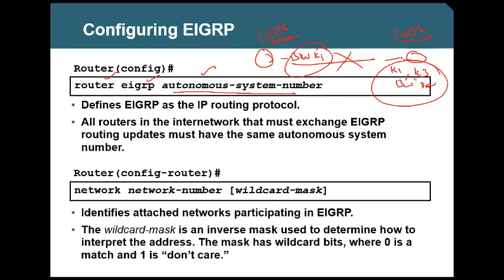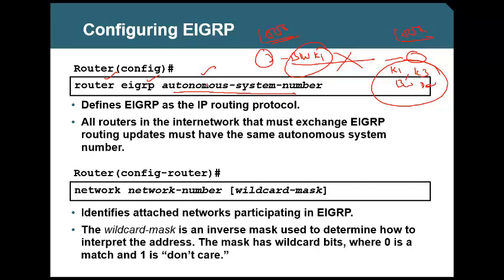It's very important for neighborship. In the hello packet, the K values should not mismatch. I'll do this exercise and show you. I'll mismatch them and show you what problem we face.